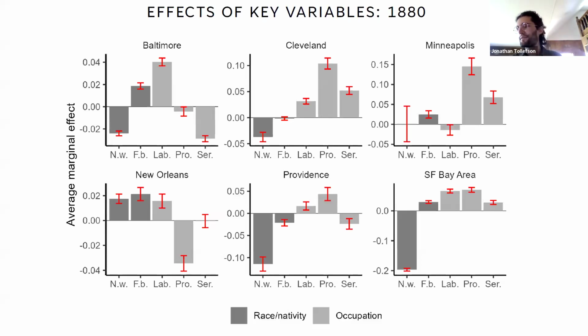In dark gray on the left of the charts are the effects of the non-white and the foreign-born white variables, both compared to non-white or non-immigrant whites. And then in light gray are the occupation variables related to labor and professional and service occupations. And those are compared to individuals who are outside of the labor force. Because they're modeled separately, the values aren't directly comparable across cities.